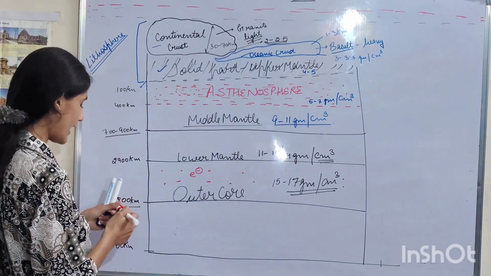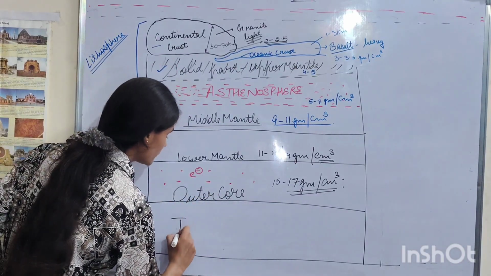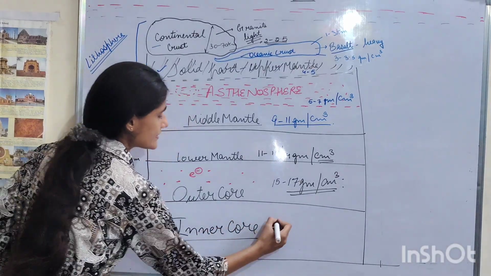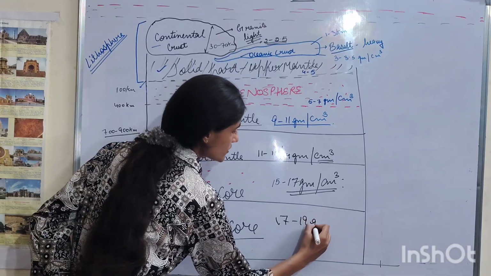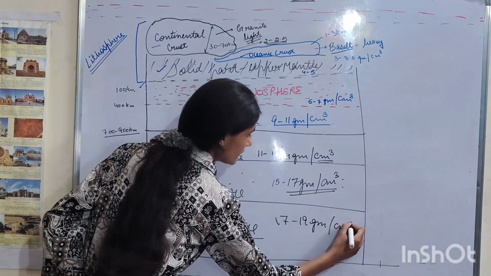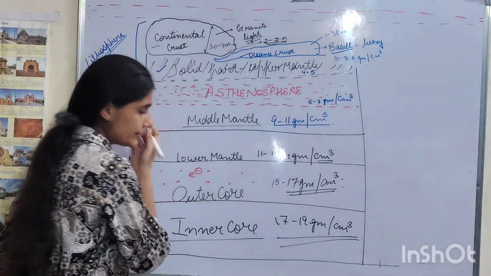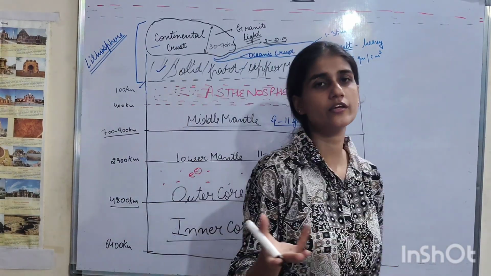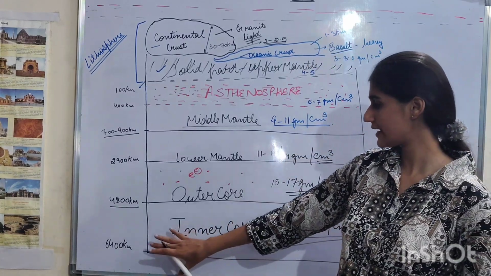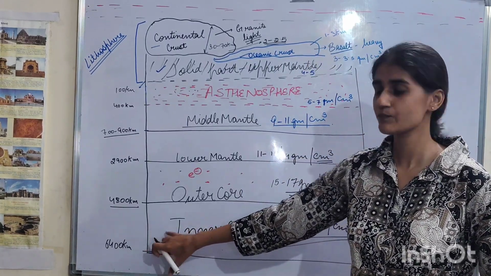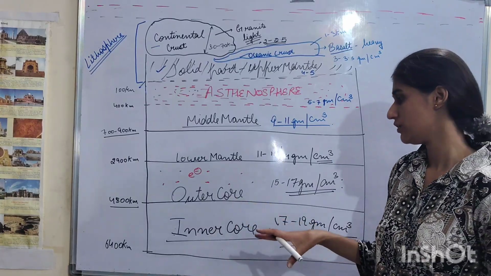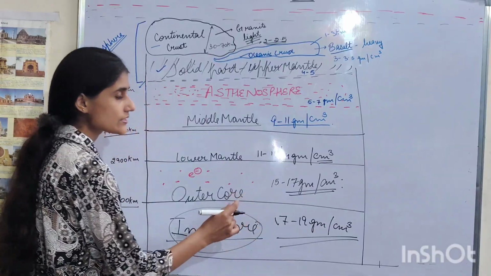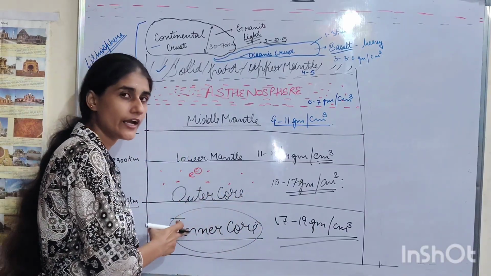The next is we have that is inner core. इसकी डेंसिटी है from 17 to 19 ग्राम पर सेंटीमीटर क्यूब. यहाँ पे टेम्परेचर बहुत ज़्यादा हाई हो जाता है, from 2900 to 3000 डिग्री सेल्सियस हम कह सकते हैं. और this is the hardest layer of the earth, that is inner core. सबसे ज़्यादा हार्ड सॉलिड is the inner core.